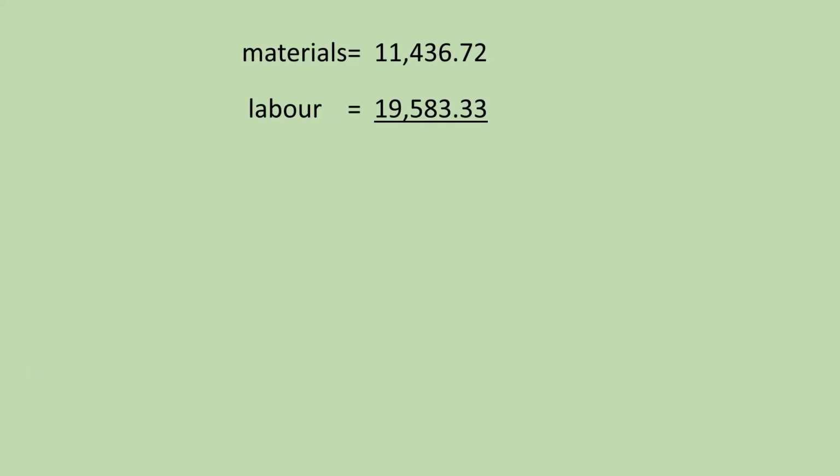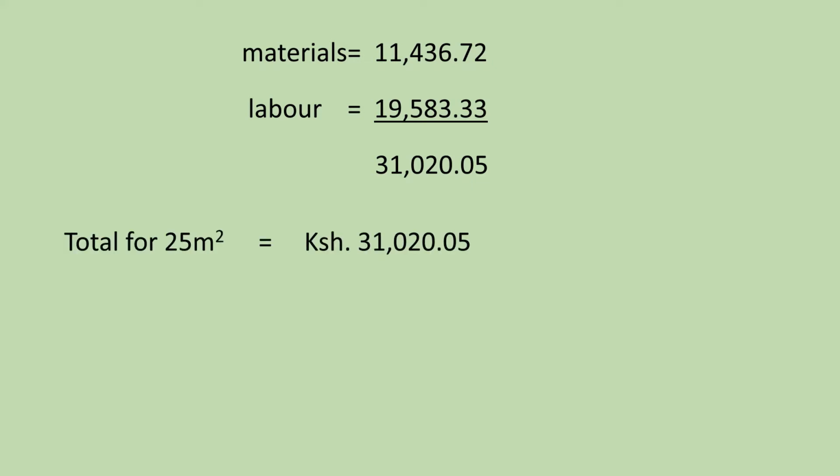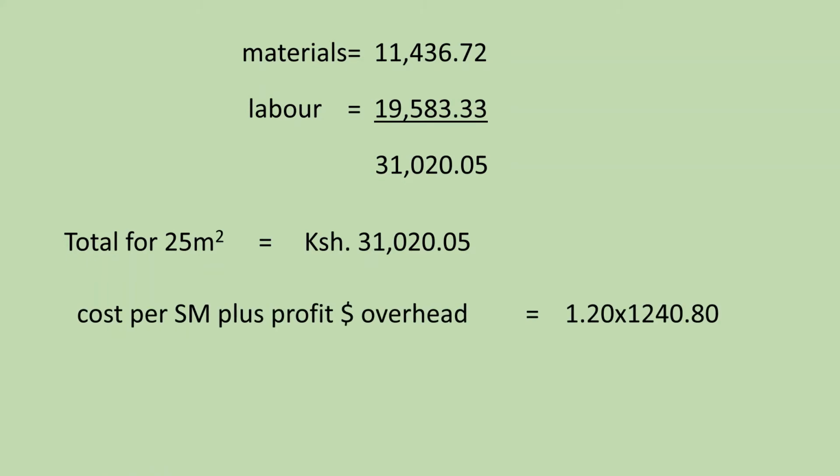So that one will give us 19,583.33. So when you're finding the unit rate, we shall take the cost of the materials, which was 11,436.72, plus the cost of labor, which is 19,583.33. The total we shall get 31,020 shillings and 5 cents. So if that is the total cost of 25 meters squared, what about 1 square meter? It shall be 31,020.05 divided by 25. We get 1,240.80.